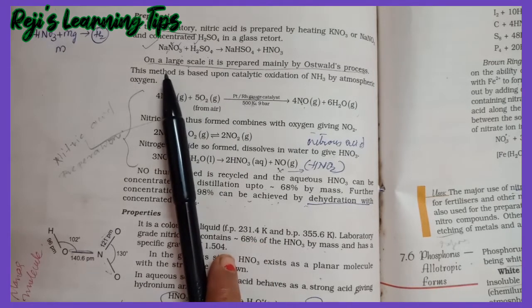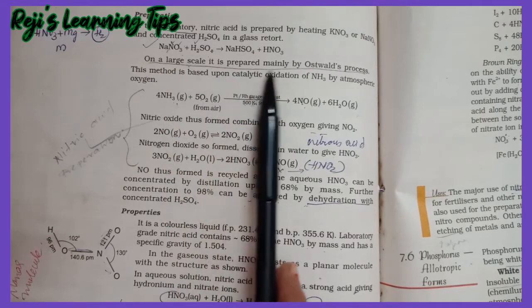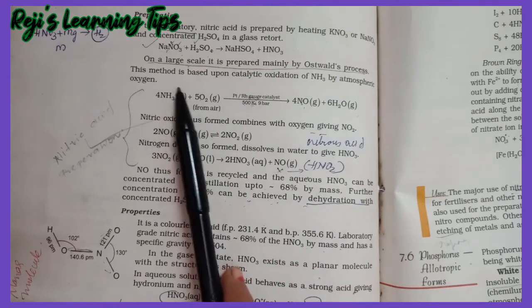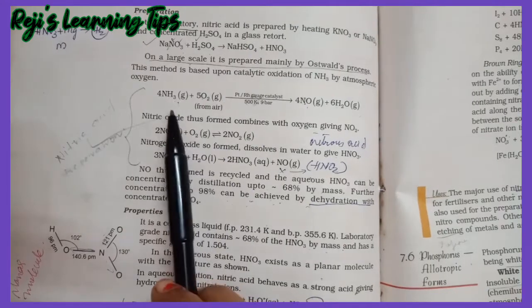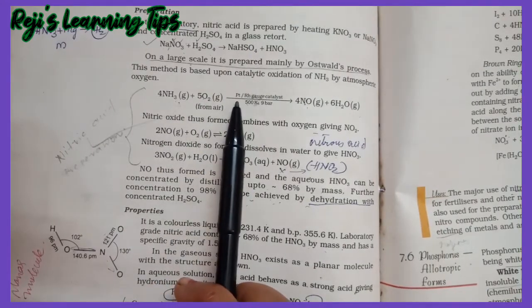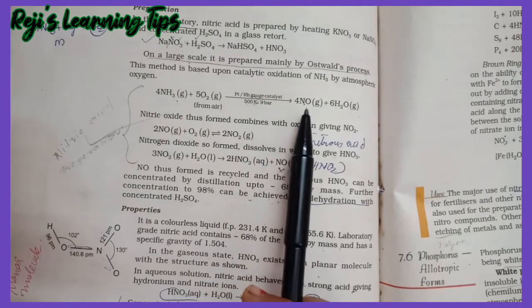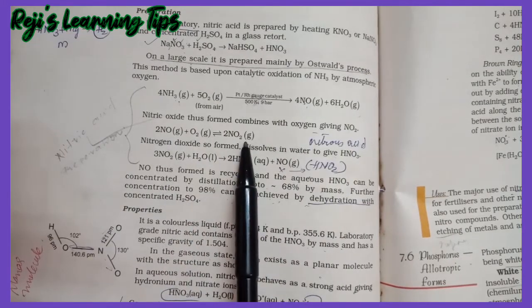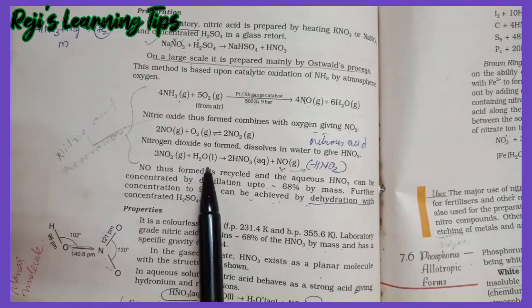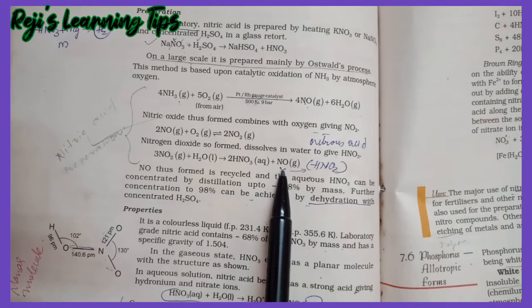Then, how can we prepare nitric acid on a large scale? On a large scale, it is prepared mainly by the Ostwald process. This method is based upon catalytic oxidation of ammonia by atmospheric oxygen. Ammonia reacts with oxygen in the presence of platinum-rhodium gauze catalyst at 500 Kelvin and 9 bar pressure, and we get nitric oxide and water. This nitric oxide reacts with oxygen to give nitrogen dioxide. This nitrogen dioxide dissolves in water to give nitric acid and nitric oxide. This is the Ostwald process for the large scale preparation of nitric acid.